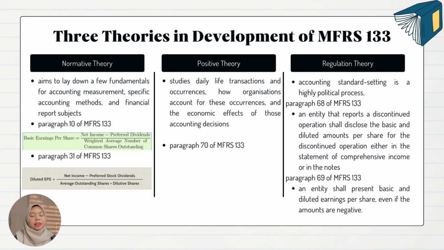As in Para 68 of MFRS 133, an entity that reports a discontinued operation shall disclose the basic and diluted amounts per share for the discontinued operation either in the statement of comprehensive income or in the notes. Also, according to Para 69 of MFRS 133, an entity shall present basic and diluted earnings per share even if the amounts are negative. That's all from me.